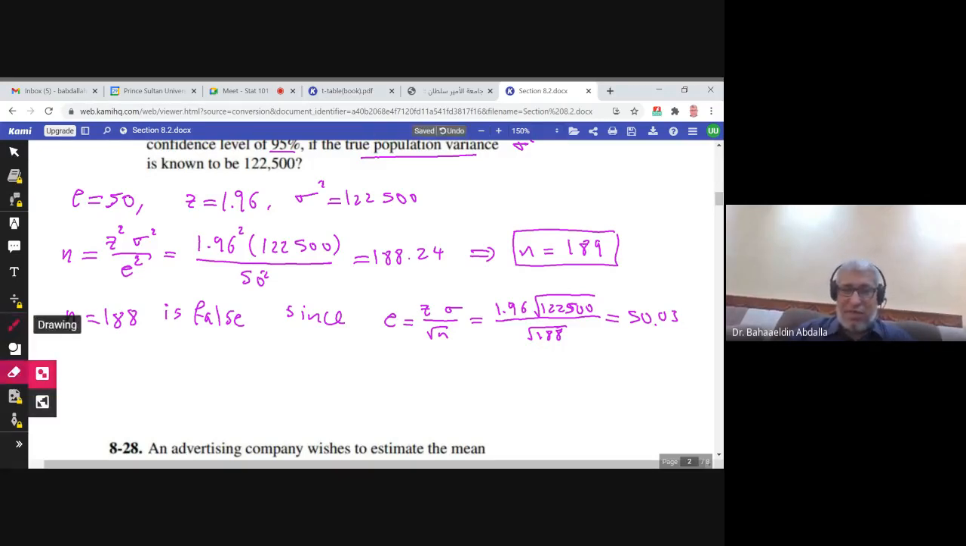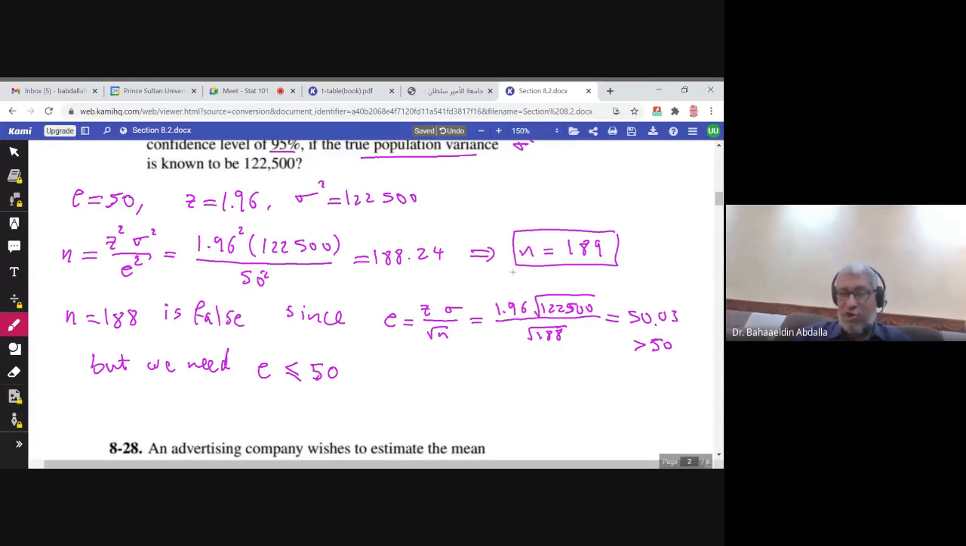This is not good because we need the error to be within plus or minus 50. The error must be less than or equal to 50. It cannot be greater than 50. If you choose 188, it will give you an error which is greater than 50.